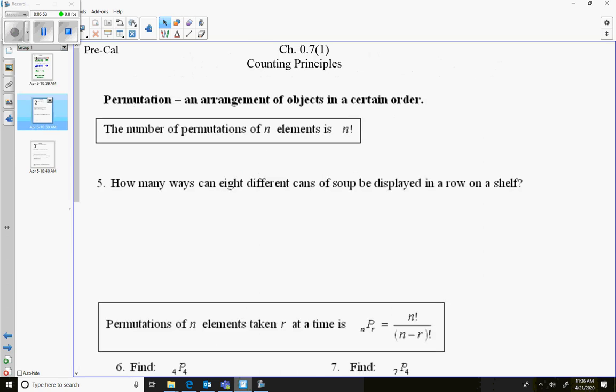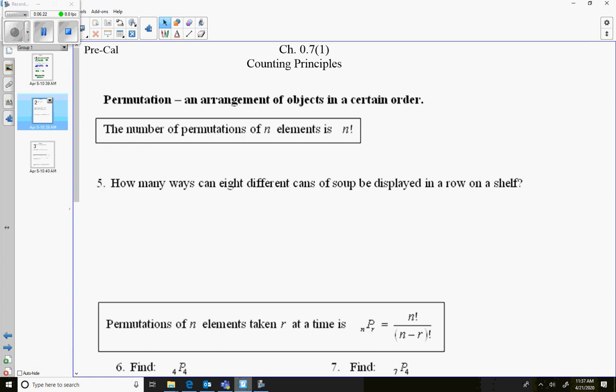Page 2, permutations. Permutations are an arrangement of objects in a certain order. The number of permutations of n elements is n factorial. So, question number 5. How many ways can 8 different cans of soup be displayed in a row on a shelf?